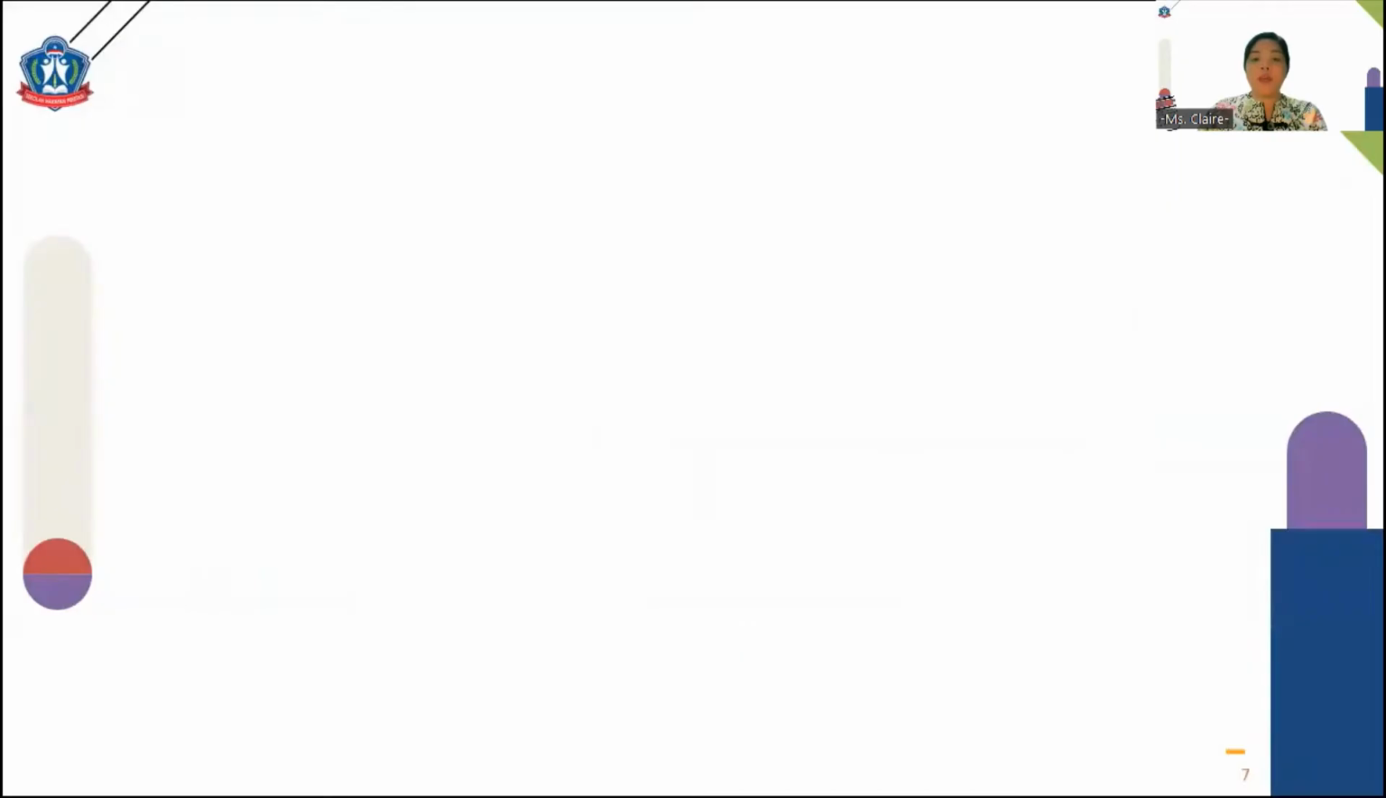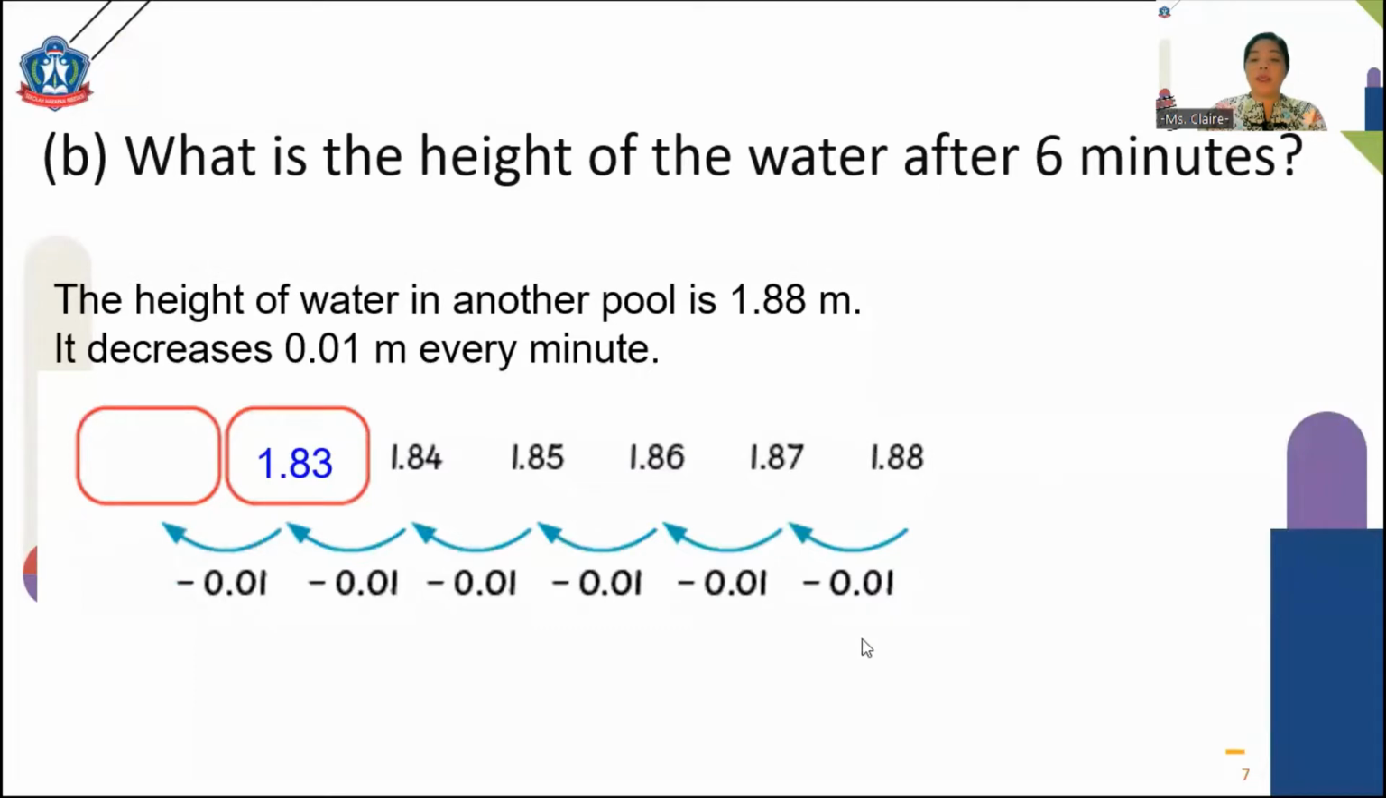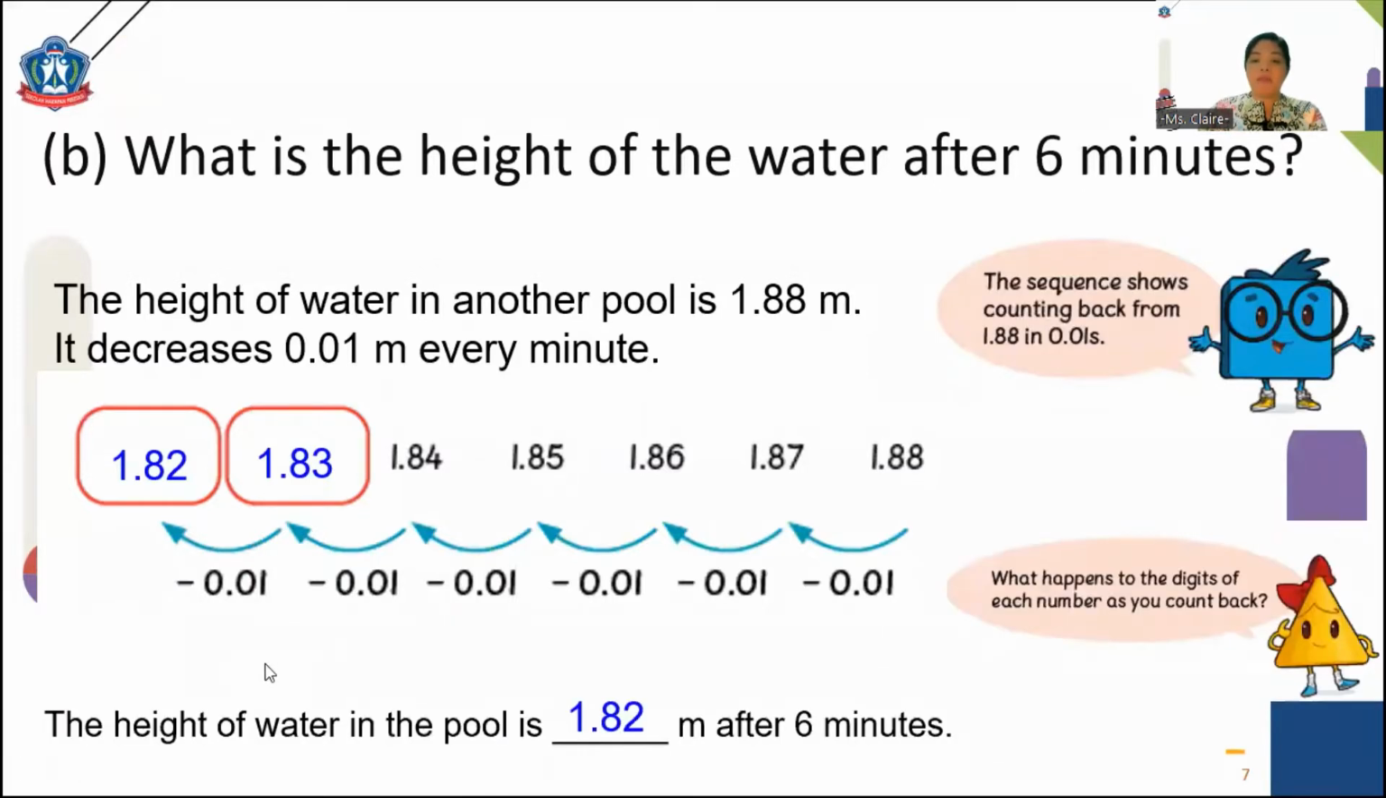How about if we have this one? After 6 minutes, the height is already 1.88 and it decreases by 0.01 meter every minute. The word decreases means it is getting smaller, right? So we will start from 1.88 and we always subtract 0.01 after 1 minute. After 6 minutes means we will jump 6 times. So after 6 minutes, the height becomes 1.82 meters. So we count back from 1.88 in 0.01. The digits get smaller, because the word decreases means it will become smaller.